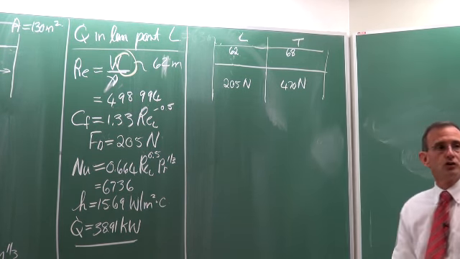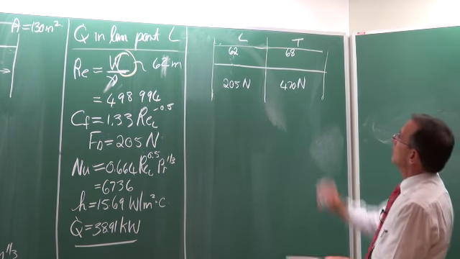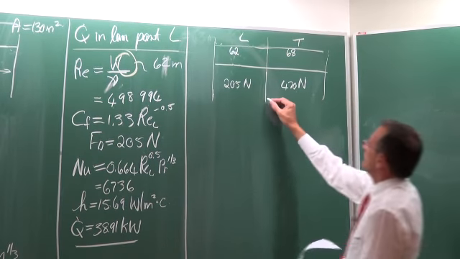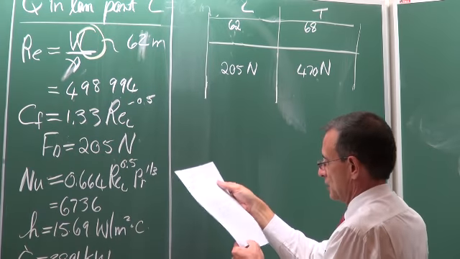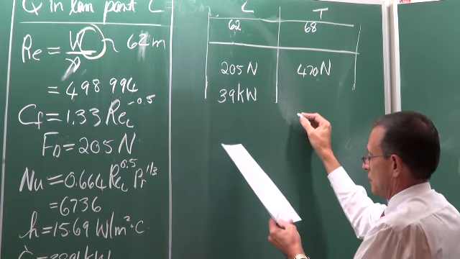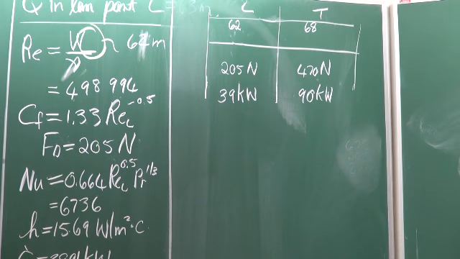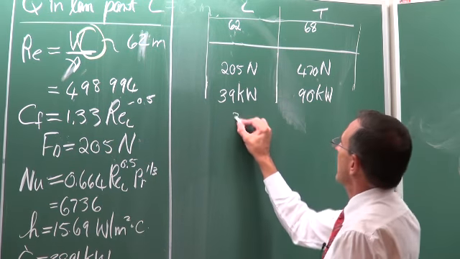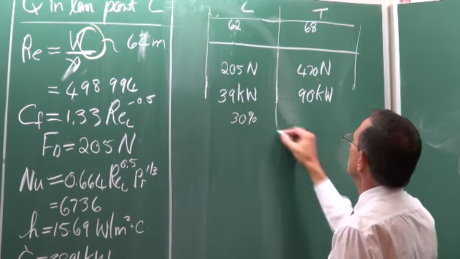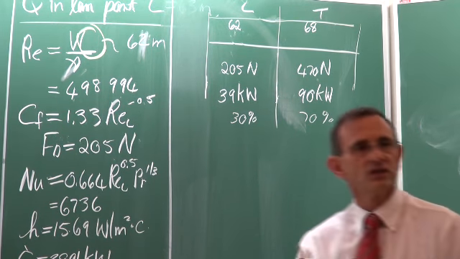So the contribution to the drag in the laminar flow is 205. In the turbulent part, it's 470. And with the heat transfer, this part would be 39 kilowatts, and this part would be 90 kilowatts. So just orders of magnitude, we can see that the contribution of the laminar part is about 30% and the turbulent part 70%.